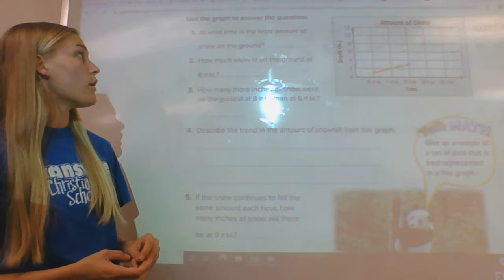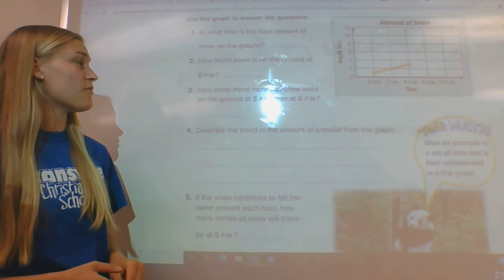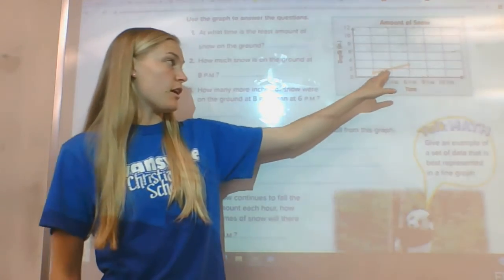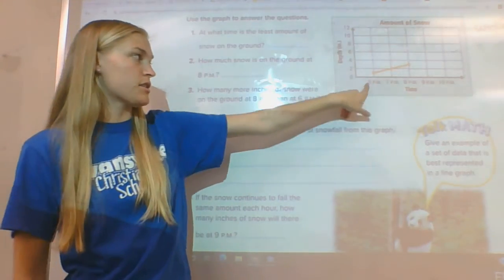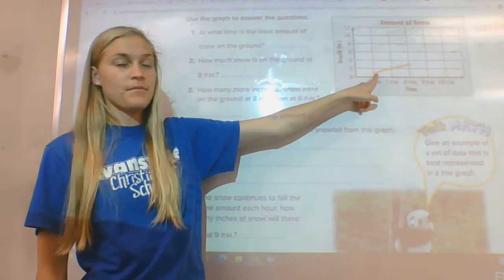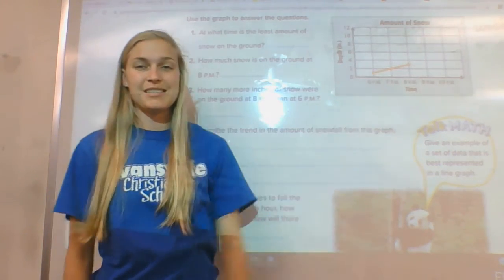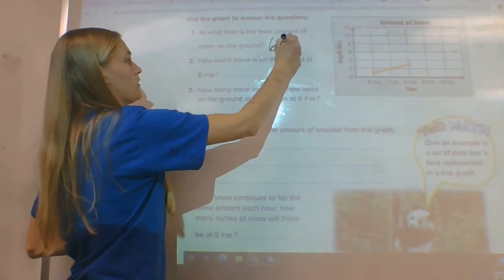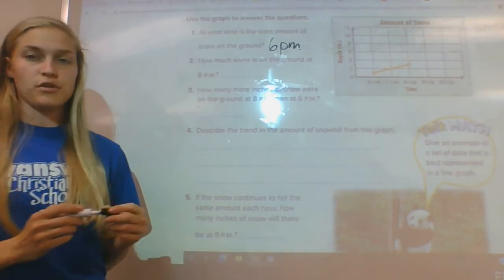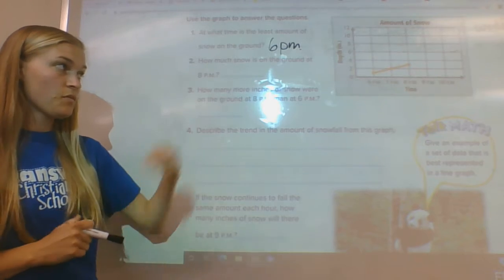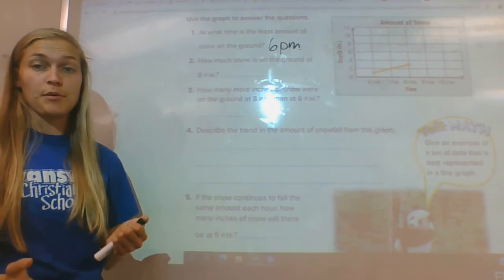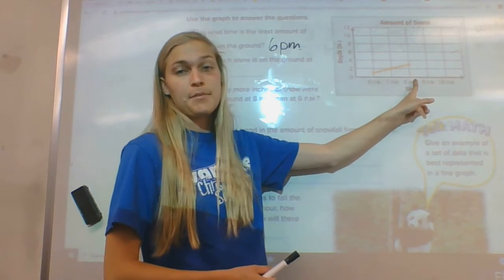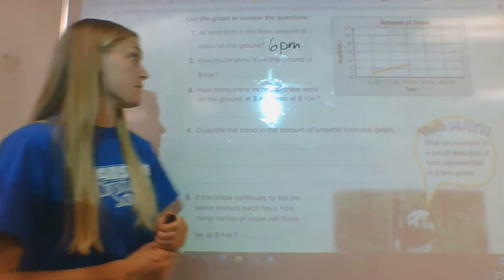Number one says, at what time is the least amount of snow on the ground? Well, if we look at our line, the least would be the lowest. 6 p.m. is the lowest dot. So at 6 p.m. is when the least amount of snow is on the ground. Now we don't know what it was at 5 p.m. It could have been lower. But from the information we have, which was 6 p.m., 7 p.m., and 8 p.m., the lowest is 6 p.m.